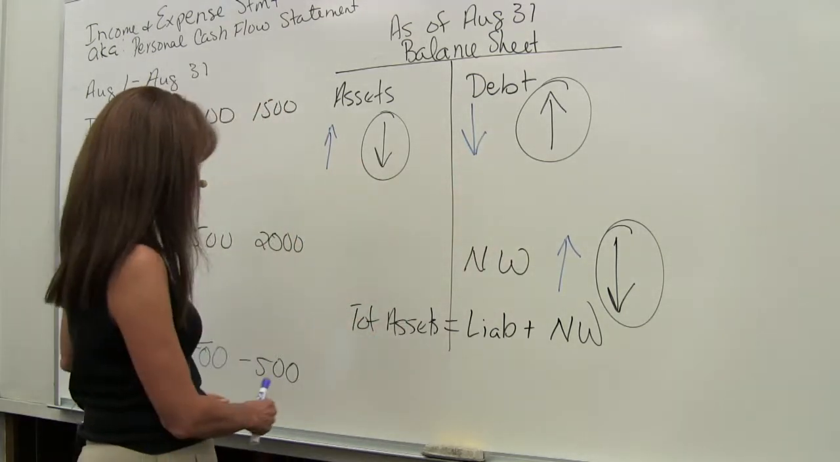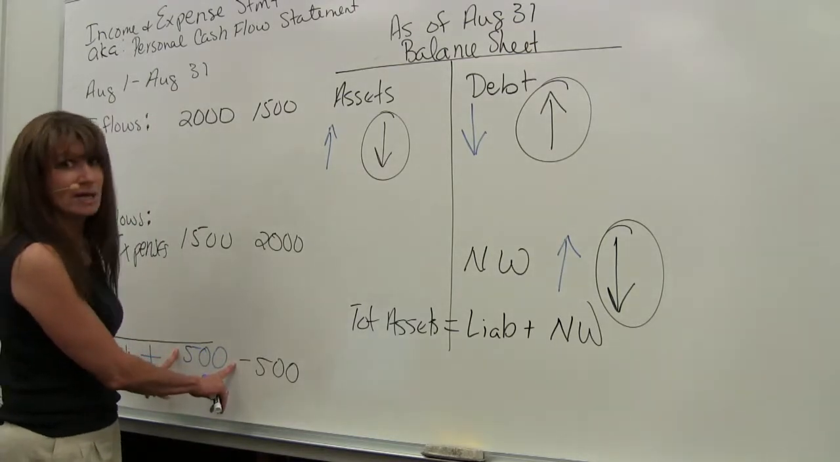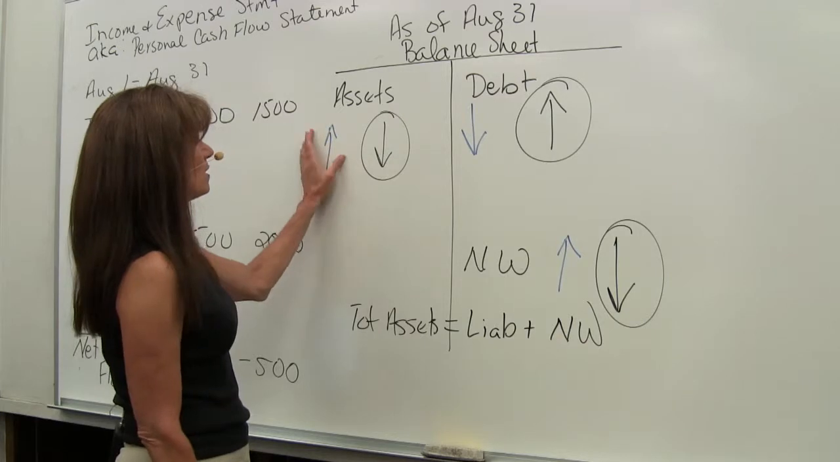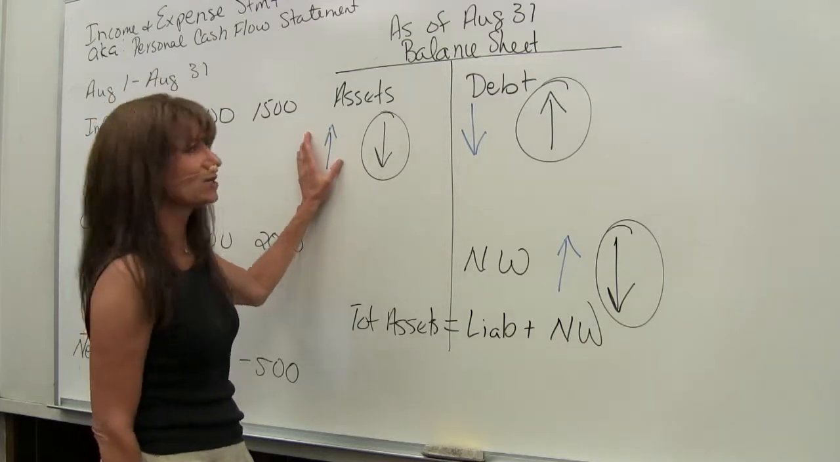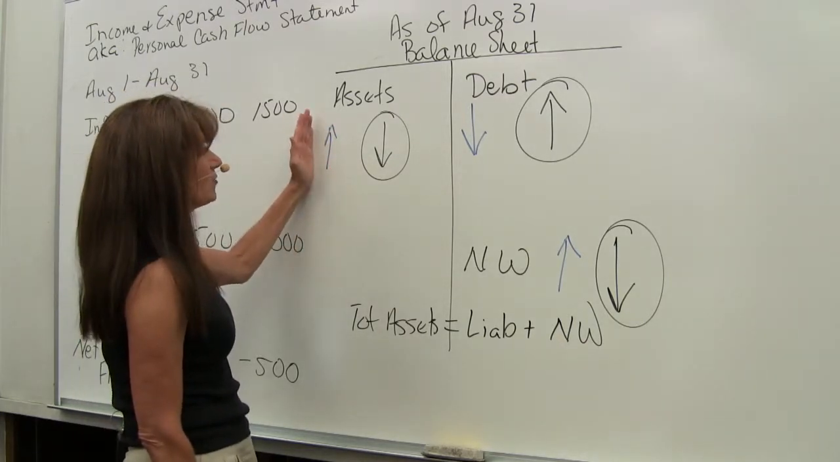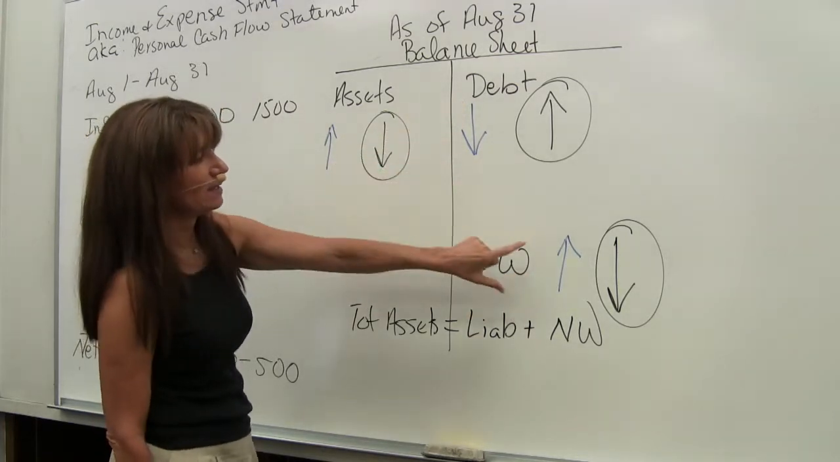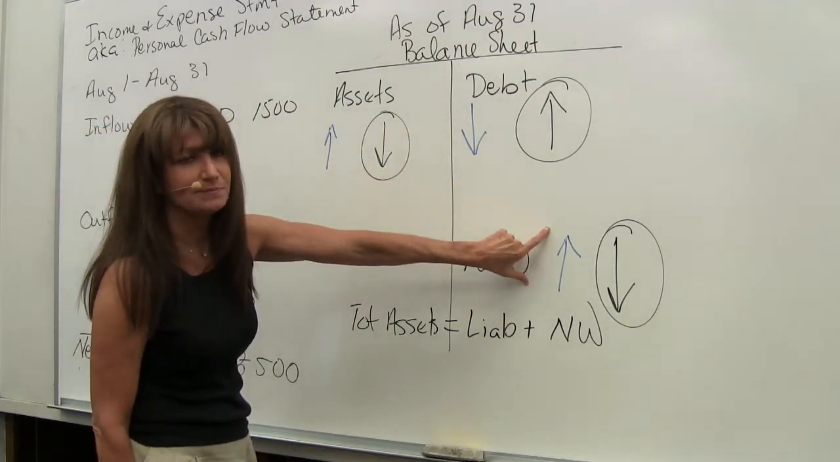So you can see that I've got positive net cash flow in blue, and I've got arrows pointing up for that correspond to the positive net cash flow. So for assets, increasing assets leads to increasing net worth. Decreasing debt leads to increasing net worth.